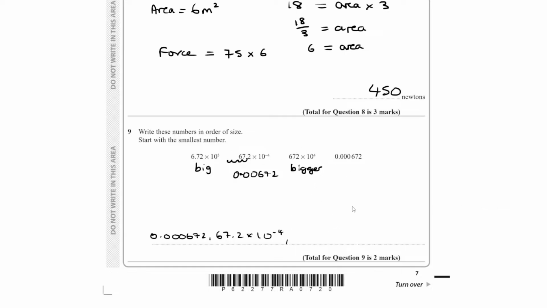But C is the biggest one, if that's what you mean. And then this one here, 6.72. It's just about moving the decimal place, basically. And then 672 times 10 to the power 4. That should be your answer. But you can convert them all into actual numbers if you find that helpful.